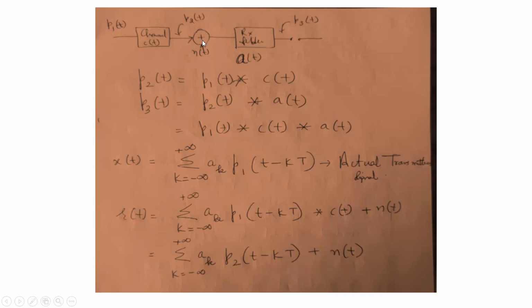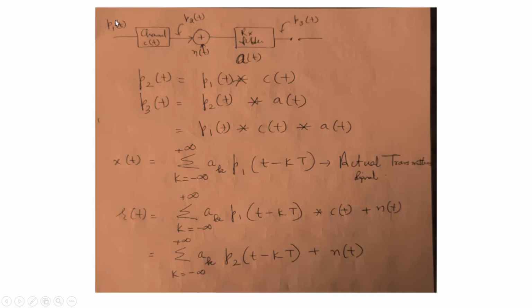Now I'm showing the addition of noise also here, which is NT or eta T. So P2T, this waveform will be received at the receiver. Let us say the receiver transfer function is AT. So P2T will now be convolved with AT, right? So P2T convolved with AT will give me P3T.